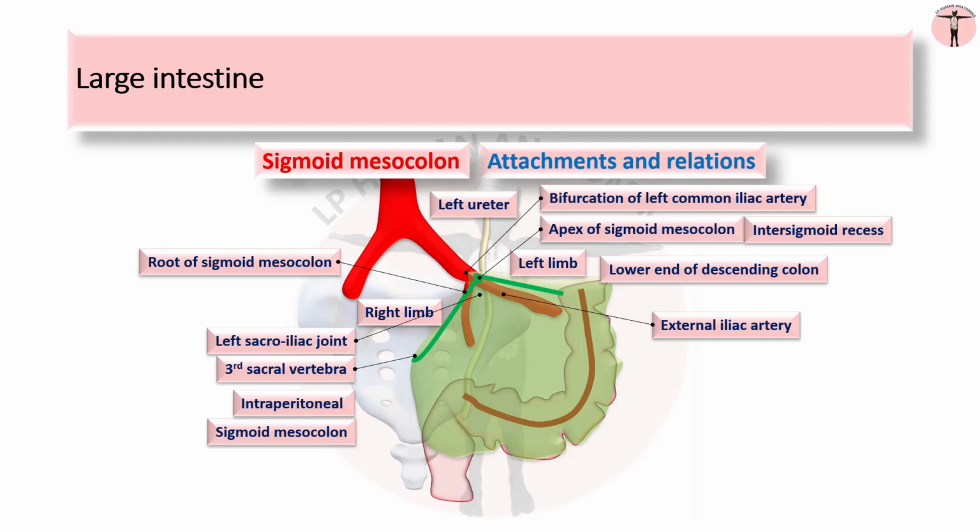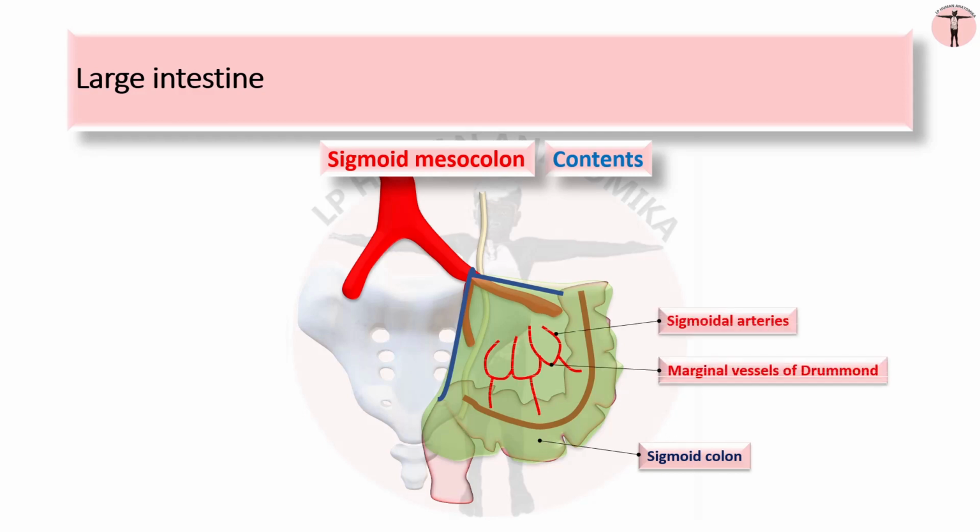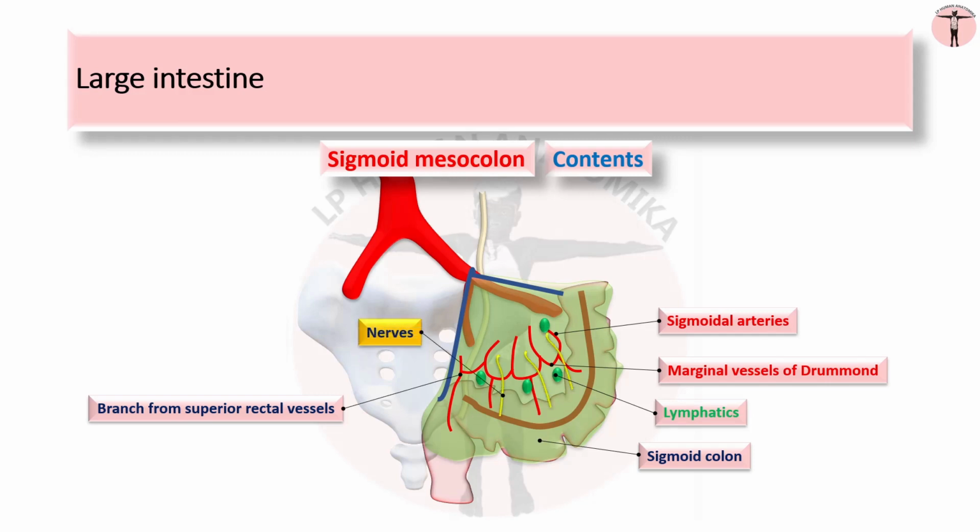The contents of the sigmoid mesocolon are the sigmoid colon, sigmoid branches of the inferior mesenteric vessels and the marginal vessels of Drummond, branch of the superior rectal vessels, lymphatics and nerves supplying the sigmoid colon, loose areolar tissue and a layer of fat.